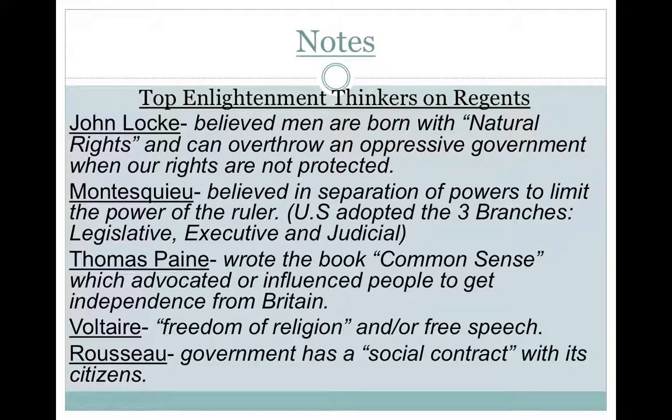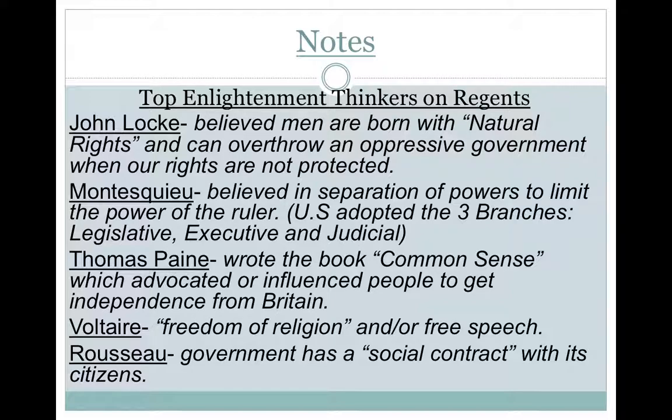The other two people I have on the bottom are Voltaire and Rousseau. They don't typically pop up on the Regents, but it's good to know them to be prepared just in case the people that create the Regents decide to change it up. So Voltaire's known for freedom of religion. So if he were to pop up in the Regents, I think it would be tied to the First Amendment and how he was an advocate for freedom of religion. However, in that process of freedom of religion, he also, by default, was advocating freedom of speech. So he could go either way if they were to include him on the Regents.